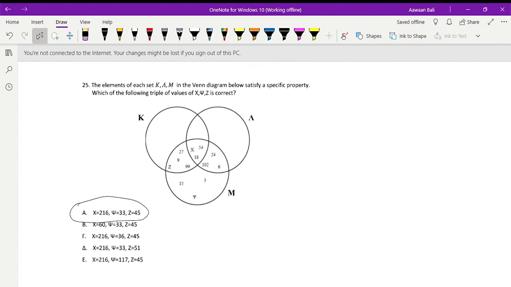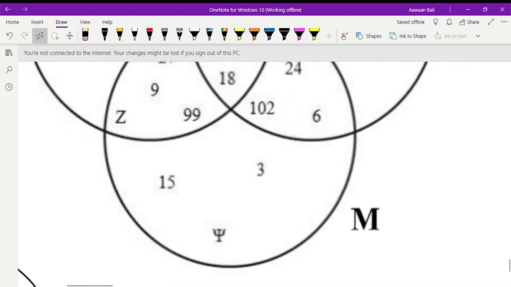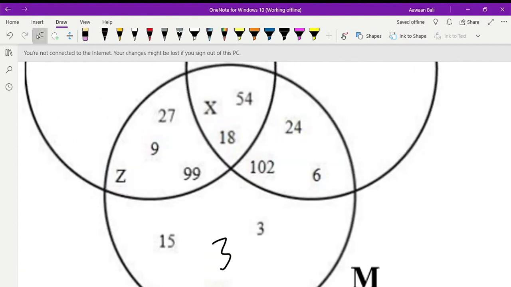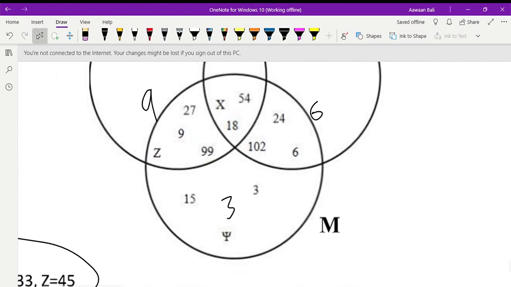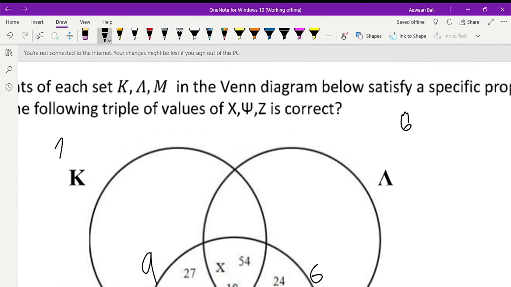Question number 25. The elements of each set kappa, lambda, and mi in the Venn diagram below satisfy a specific property. Which of the following triple values of x, c, and z is correct? Now if you look at this, there's 15 and 3. They're both divisible by 3. And all of these are divisible by 6, these are divisible by 9, and multiples of 6 and 9 are also divisible by 3. Therefore we know that this is 3, this is 6, and this is 9.